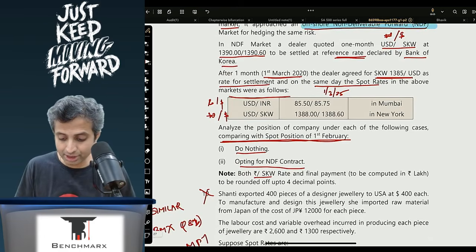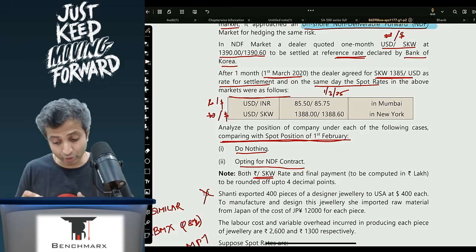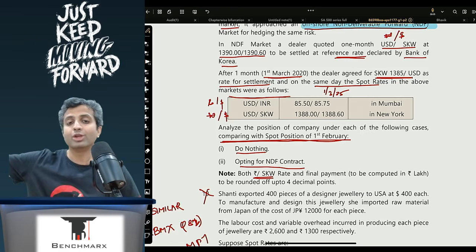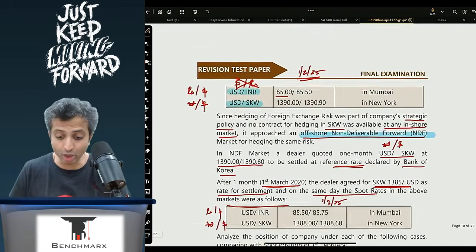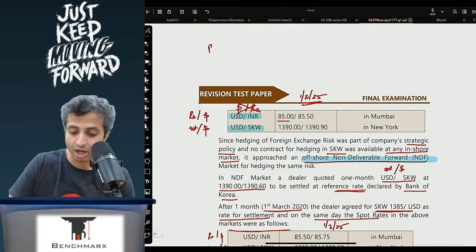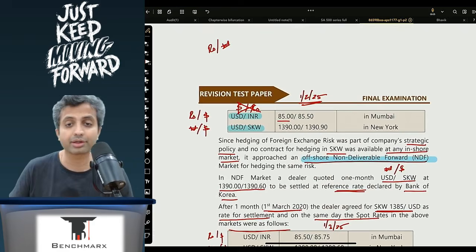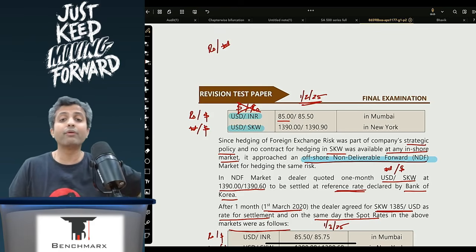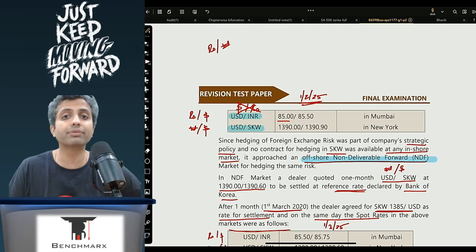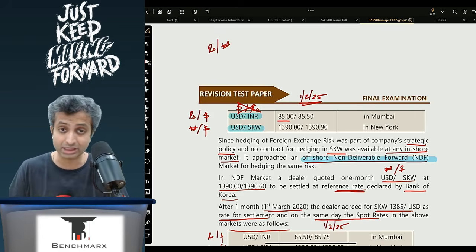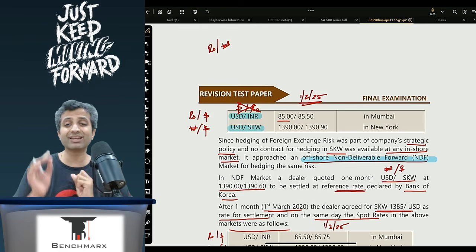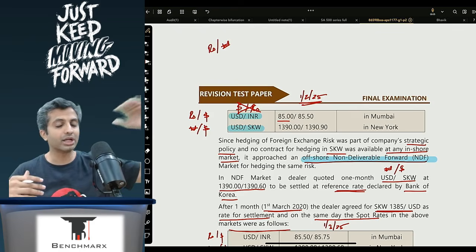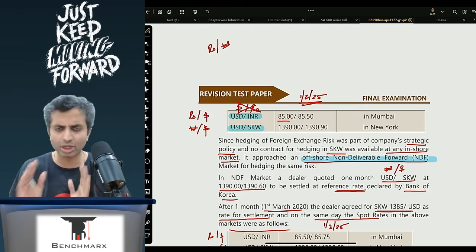Now, the rupees per SKW rate. You're being told that the relevant rate that will be needed, because you are an Indian company importing from South Korea. In this entire question you don't have a rupees per won rate. You have the rupees to the dollar rate, you have the won to the dollar rate. So over here you'll use the concept of cross currency. You'll arrange the rates in such a way that the dollar, which is the intermediate currency, will cancel, and rupees will ultimately remain in the numerator and won will ultimately go into the denominator.